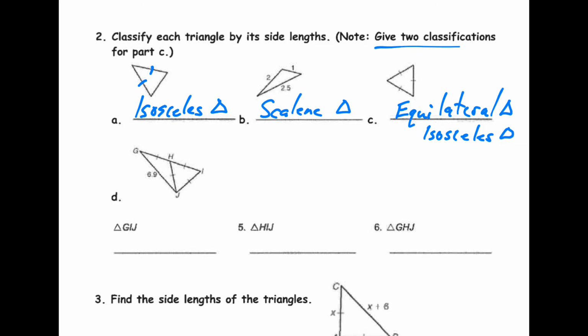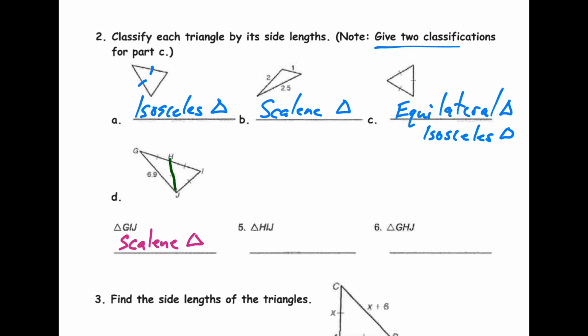Go ahead and figure out what is triangle GIJ. We'll start with that one. And that's this whole one. And we know this one is going to be scalene. We have no sides congruent, or at least not enough information to tell us that.